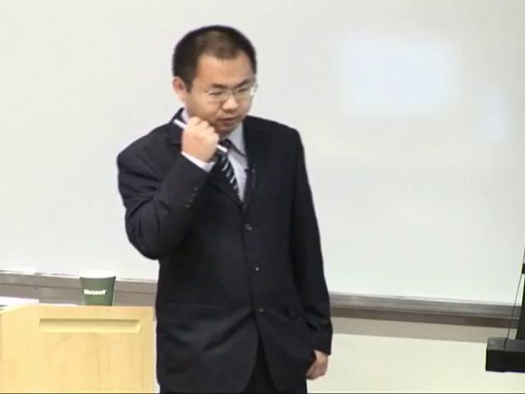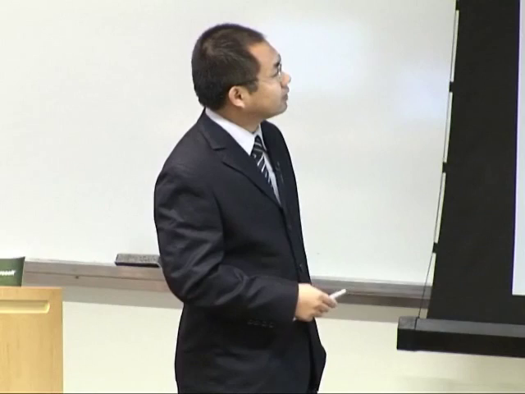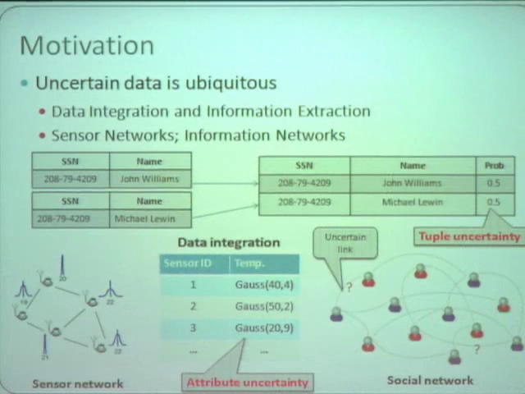So today, uncertain data is everywhere. It can be generated by many different systems, like data integration systems or information extraction systems, or it can be generated by a variety of reasons, for example, noise, errors, and so on. So let me name a few applications here. So this is a data integration system. We have two different data sources, and we see two tuples here which have the same SSN number but different names. We were trying to integrate them into a single table, so we don't know which information is true. So we may as well just put the two tuples together and associate probability 0.5 with each tuple.